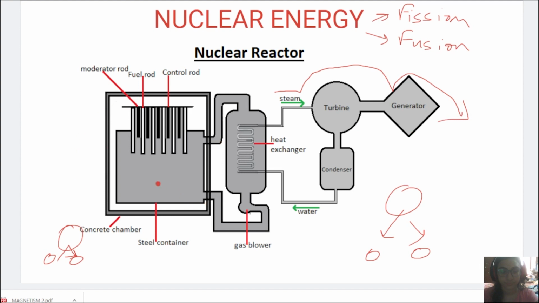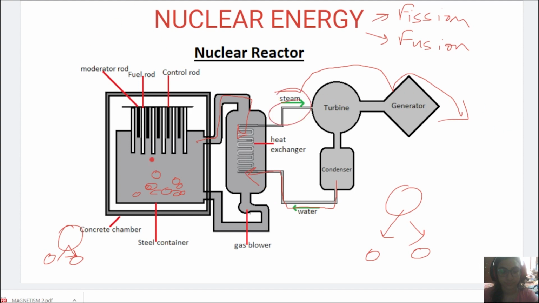So here, this is the fuel rod, this is the moderator rod, and a controller rod. Through the fuel rod, the atoms are supplied which undergo fusion and fission, and the heat energy produced from there comes to the heat exchanger. The water that is being supplied here, this heat acts on this water and produces steam, and then you know the rest of the process.